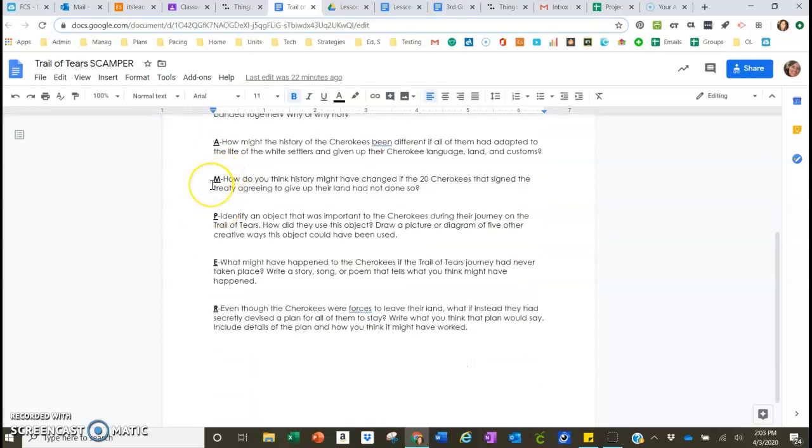For M, how do you think history would have changed if the 20 Cherokees that signed the treaty agreeing to give up their land had not done that? Because remember, that was what was taken to the Supreme Court, and that's what President Andrew Jackson was really holding on to when he forced them out onto the Trail of Tears. For P, put to another use, identify an object that was important to the Cherokees during their journey. How did they use it? Draw a picture or a diagram of 5 other creative ways that the object could be used.